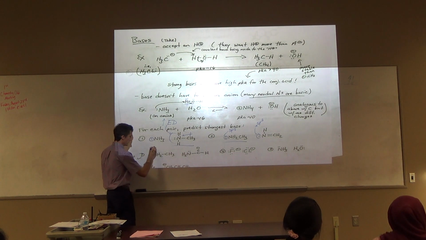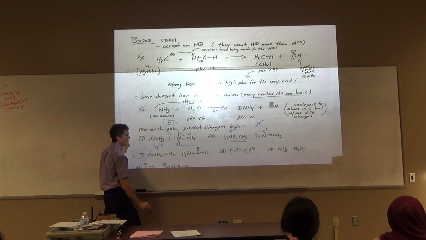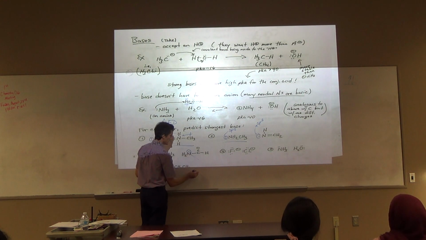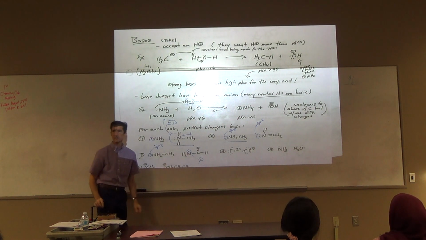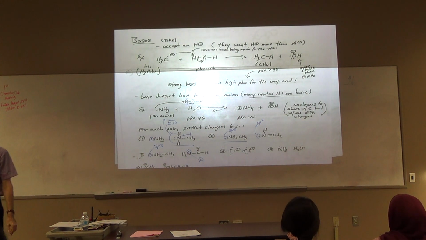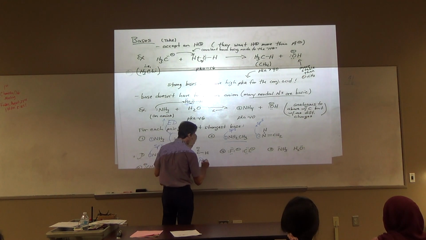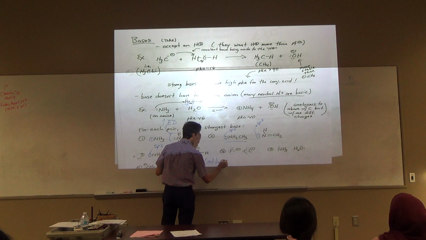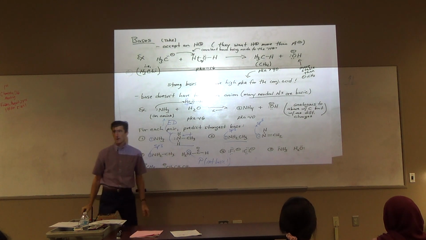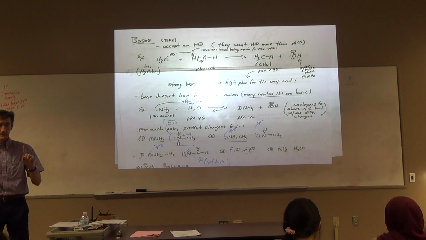This lone pair is in what type of orbital? sp3, and this one is p orbital. That one's in a p orbital, right? Have we covered that part? Anytime a lone pair, everybody see it's in a p orbital? And a lone pair in a p orbital is not basic. Because that lone pair is busy conjugating.